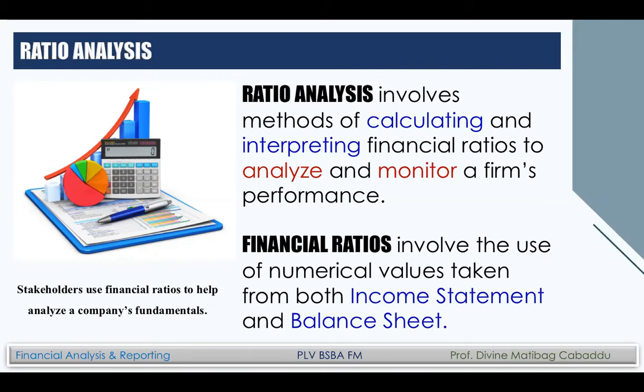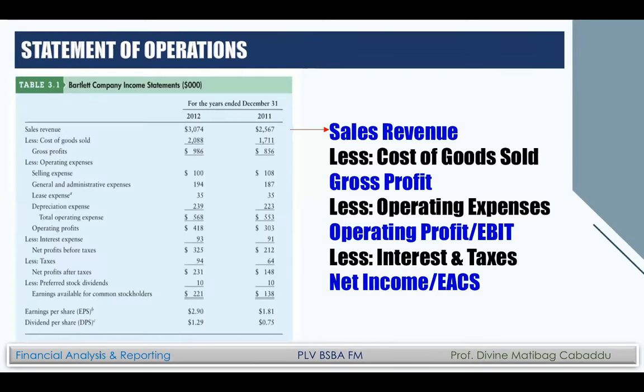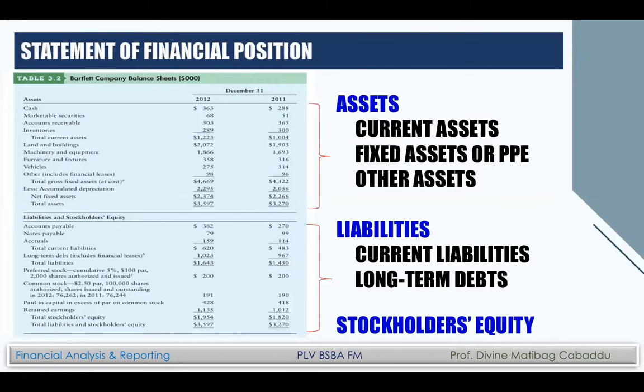So financial ratios involve the use of numerical values taken from both income statement and balance sheet. That's why it's very important for us to become familiar with the statement of operations that includes your sales revenue, gross profit, operating profit, net income, or earnings available for common shareholders. So depende sa type of the organization and sa nature of the business, yung chart of accounts. Now, for statement of financial position, as we all know, it's categorized into three. You have your assets, liabilities, and stockholders' equity. So yung mga numerical values or figures natin would be coming from your income statement and balance sheet when we compute the ratios.